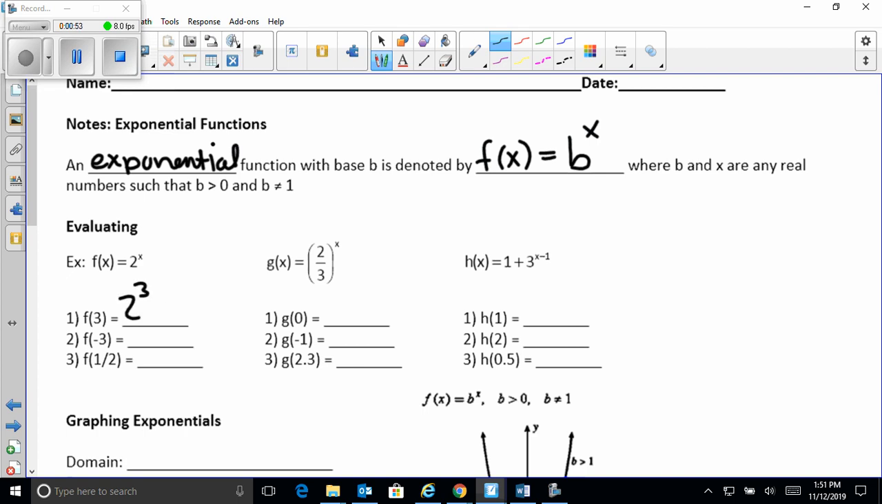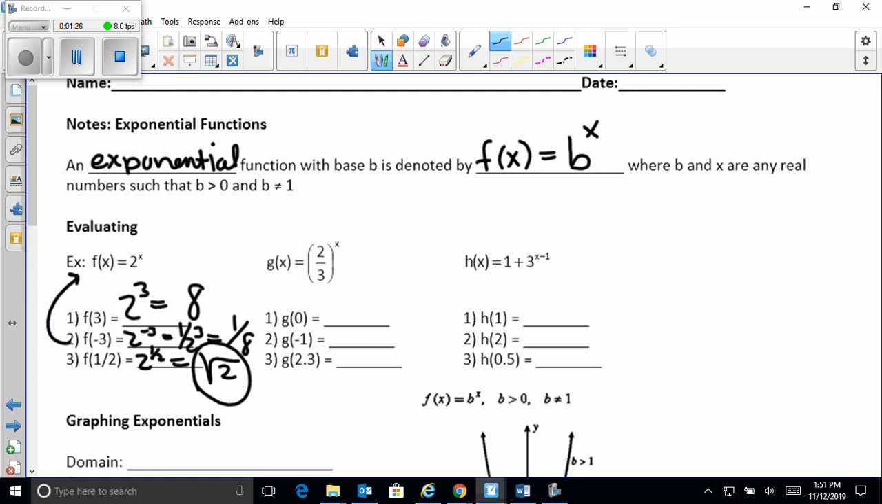2 to the third is 8. Easy there. Plugging this one in, 2 to the negative 3 is 1 over 2 to the third, which is 1 over 8. And then f of 1/2, evaluating that for 1/2, 2 to the 1/2 is the same thing as taking the square root of 2. And that's what I would want. Don't use your calculator. Give me the exact answer.